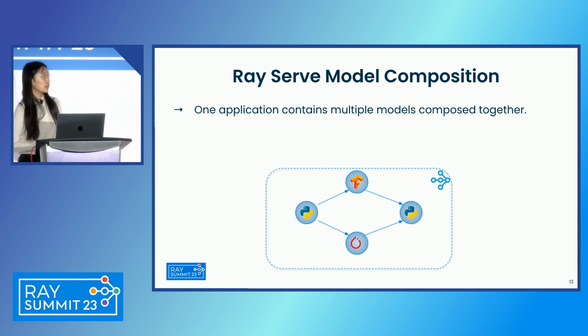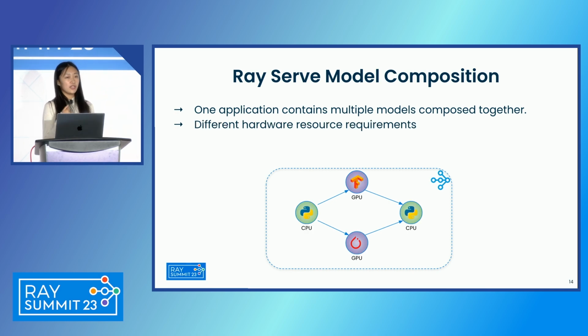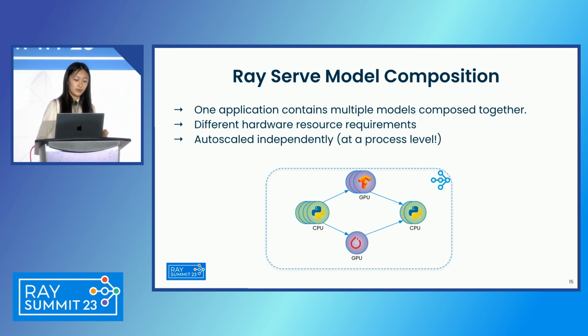This is why in RayServe, we built a feature that combines the advantages of both the microservices and the monolith approach, called model composition. So one application in RayServe consists of multiple models composed together. Each model can have its own hardware resource requirements. For example, some might run on a GPU, some might be CPU only, and some can even have a combination of both. You can also auto-scale the models in your application independently of each other. This means if one of the models in your application is the bottleneck, you can allocate more resources to that one model instead of having to scale everything up together.